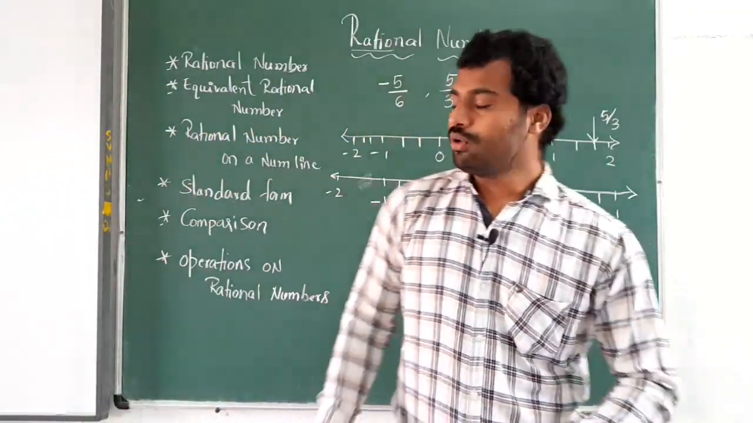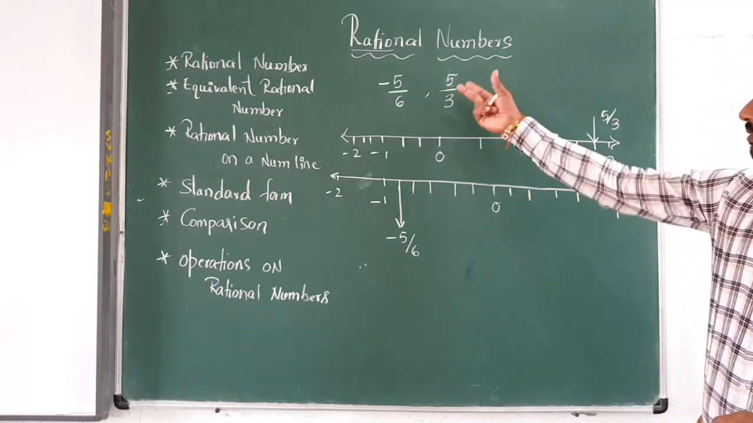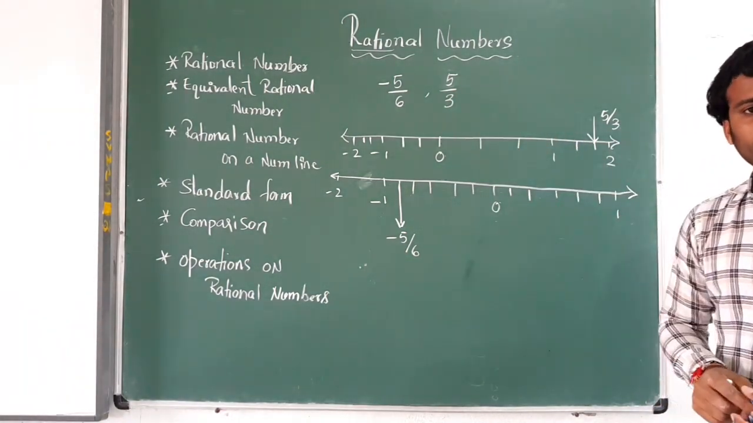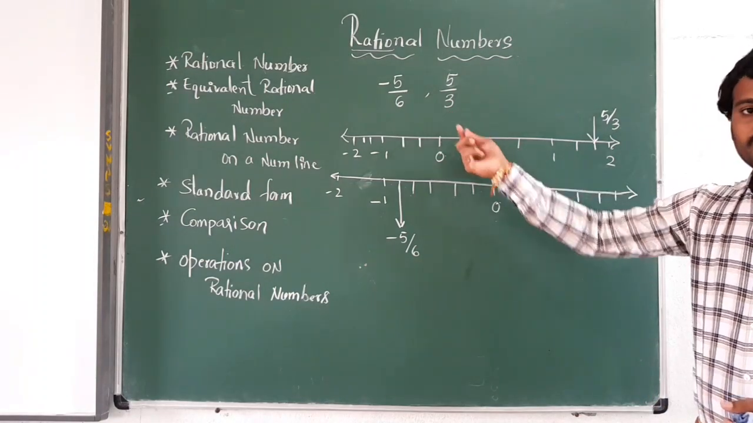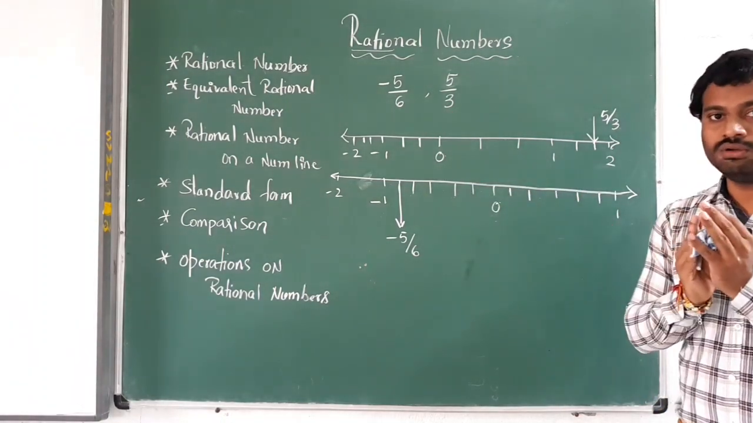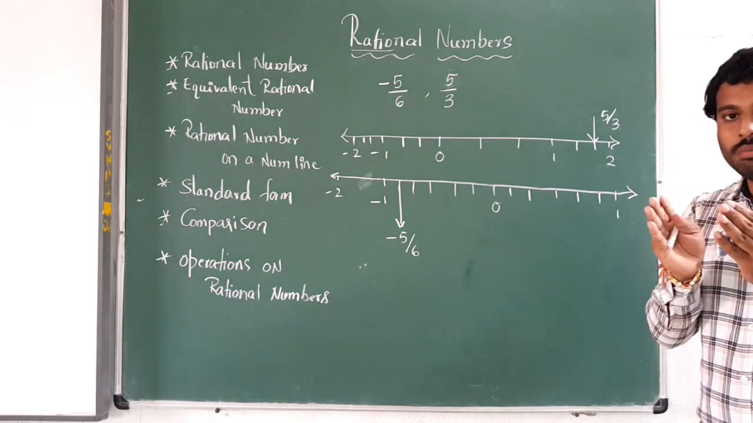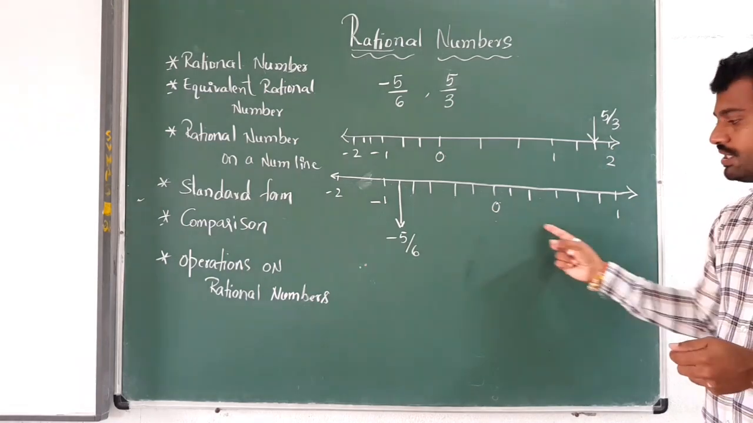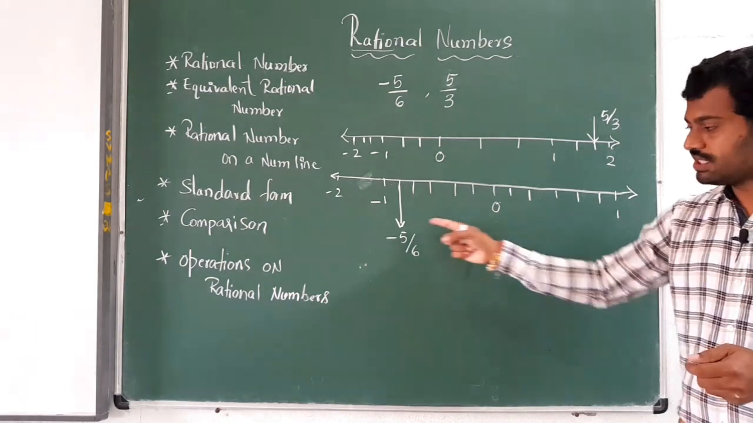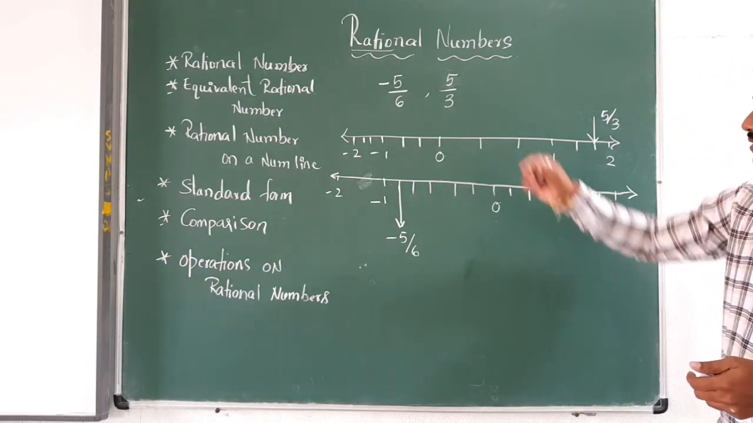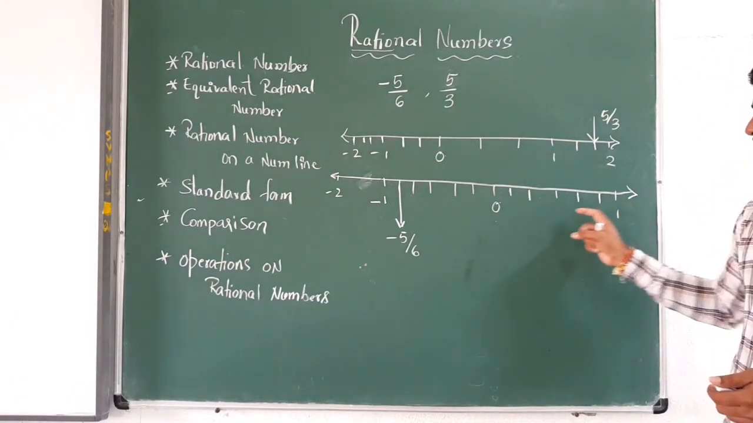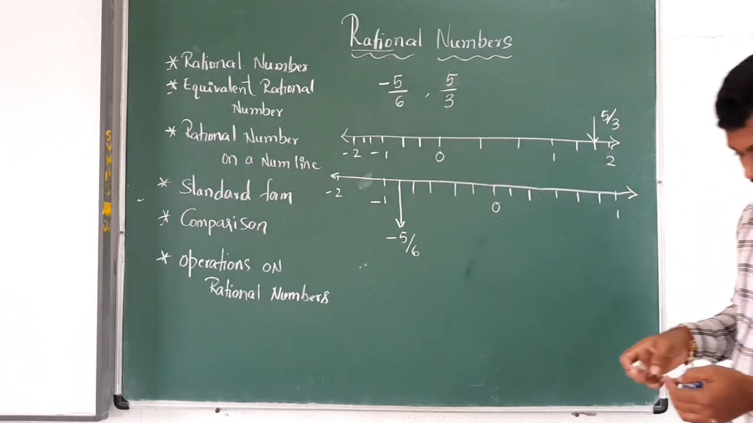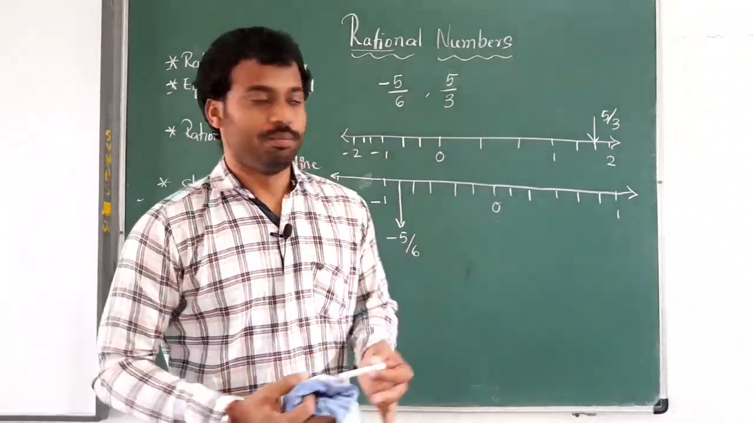To represent any type of rational number on the number line, first you have to look into the denominator. Each unit you have to divide into equal parts as per the denominator value. Later you have to look into the numerator. Positive means right side of 0, negative means left side of 0. Then count the numerator values. 5 means here, 5 by 3. Hope understood.